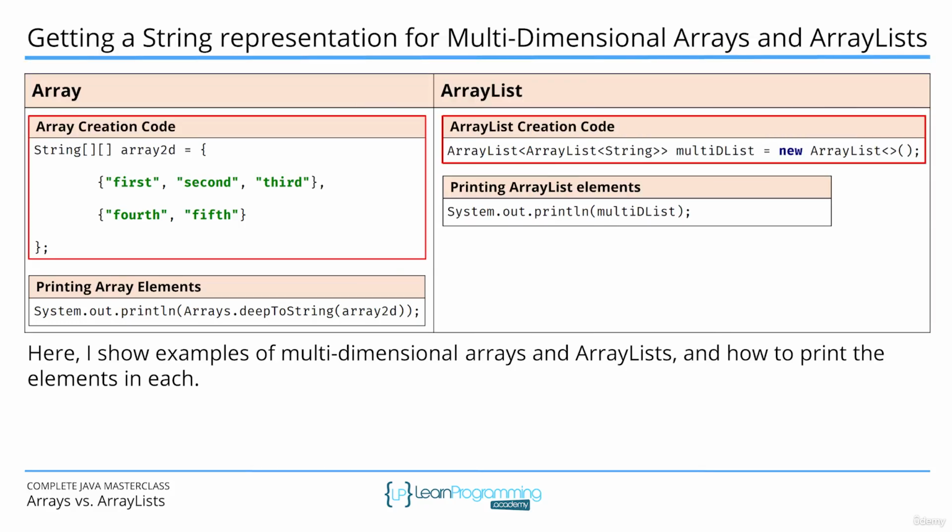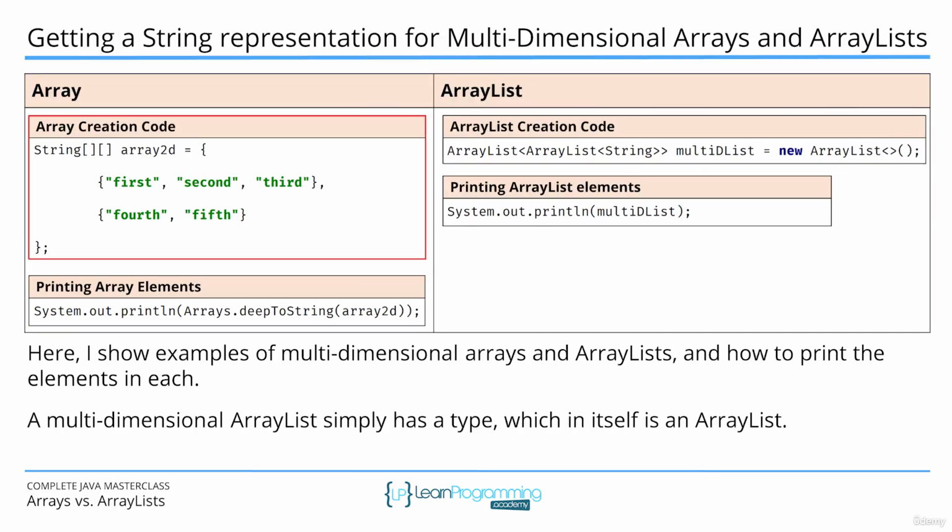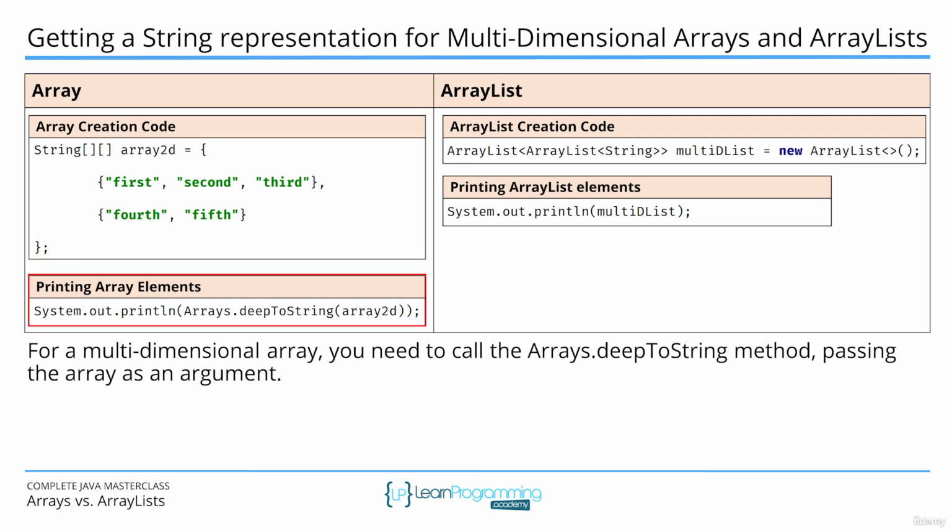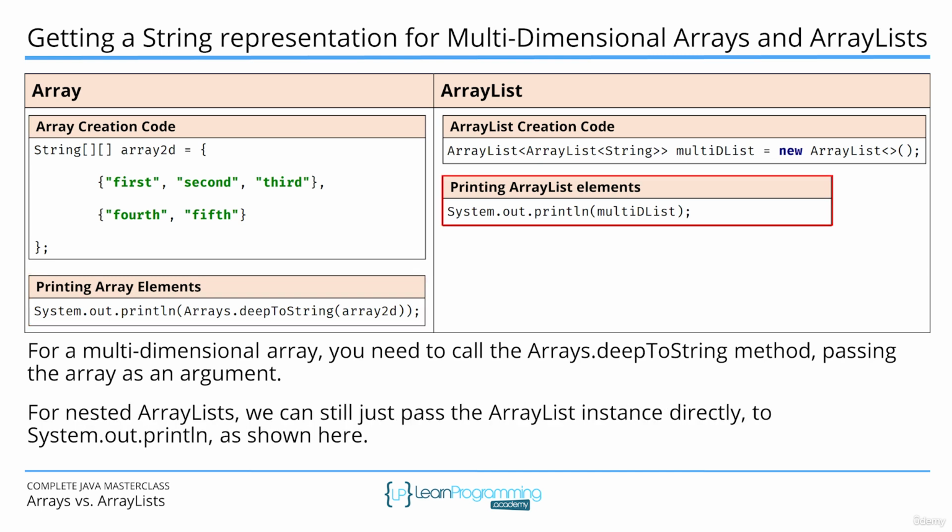Here I show examples of multi-dimensional arrays and array lists, and how to print the elements in each. A multi-dimensional array list simply has a type, which in itself is an array list. For a multi-dimensional array, you need to call the Arrays.deepToString method, passing the array as an argument. For nested array lists, we can still just pass the array list instance directly to System.out.println as shown here.